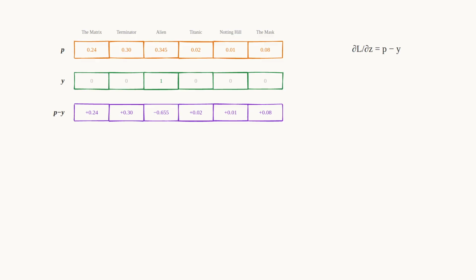And it's not a postulate. It comes out of applying the chain rule to the softmax and logarithm links. We'll skip the derivation, but we can verify it. In fact, we already have. Look, a film's bias adds into its score directly, so the derivative with respect to the bias coincides with the derivative with respect to the score. For the mask, the formula says chance 0.08, a nudge of plus 0.08. And what did we measure by wiggling back in experiment 1? Plus 0.08. For alien, the formula says chance 0.345 minus 1, minus 0.655.